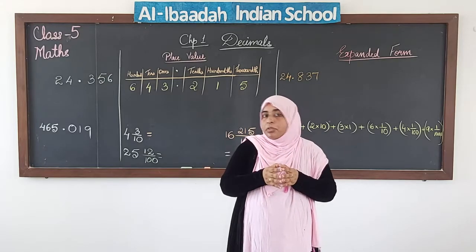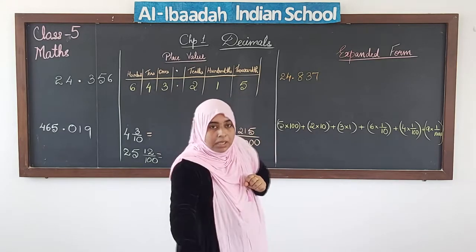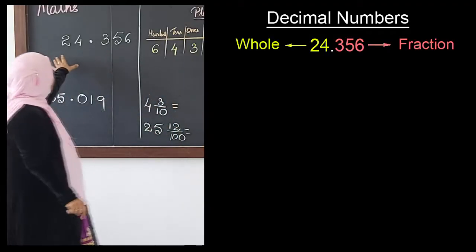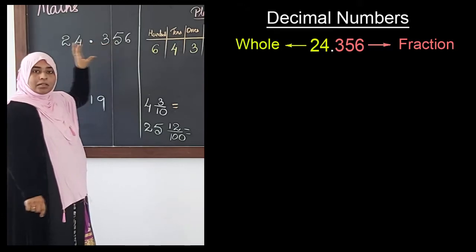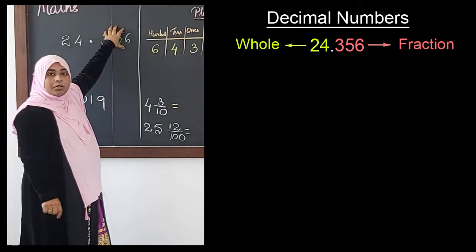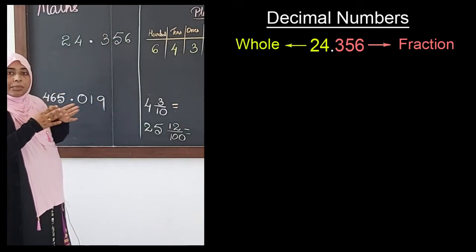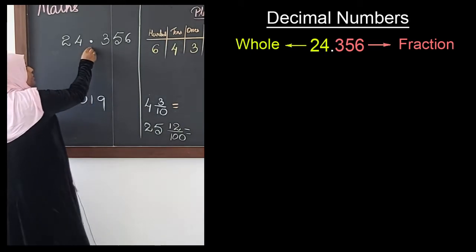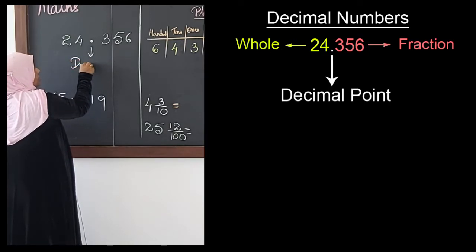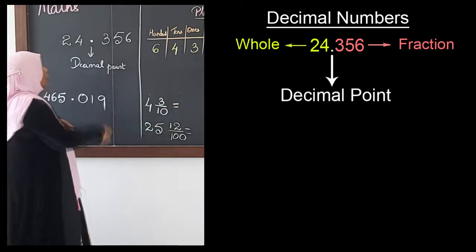So in a decimal number you will find both a whole number as well as a fractional number. Now if you look at the board, here I have written an example of a decimal number. In this number you will find a whole number and also a fraction. You can see they are separated by a dot or a point. This point we call the decimal point. What do we call it? It's a decimal point.